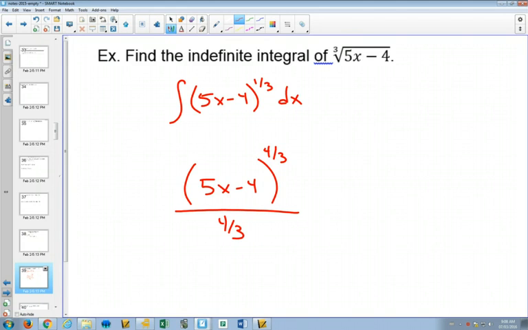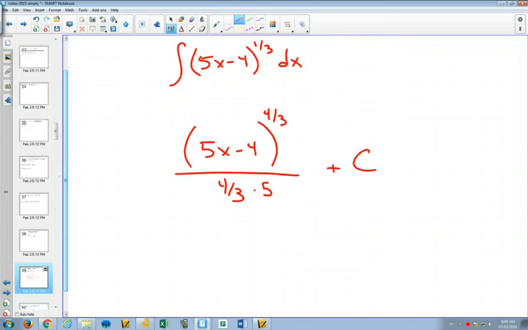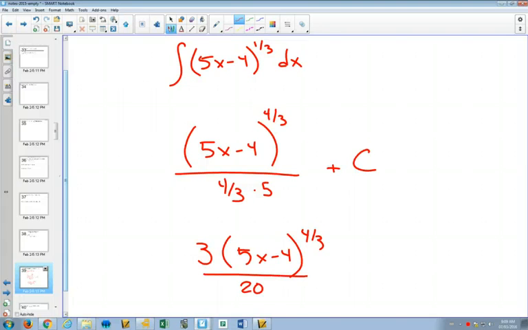Now that the inside of my function is in the form ax plus b, if we were doing the derivative, at the end we'd have to do our chain rule, and the chain rule would say multiply by 5. So in order to compensate for that, when we integrate, we're going to also have to divide by 5. And then we have to remember plus c. Simplifying this, because the fraction on the bottom would be 20 over 3, multiplying by the reciprocal would give you 3/20, and then we write plus c still at the end.